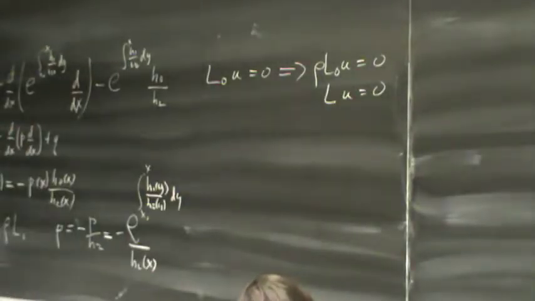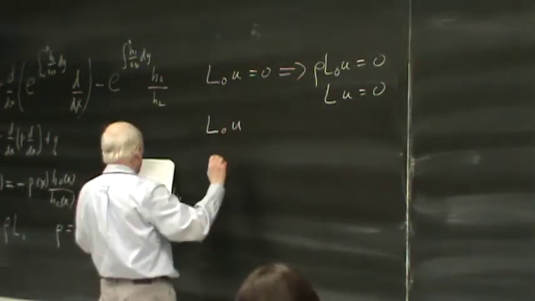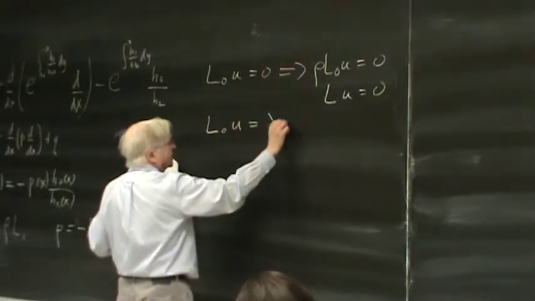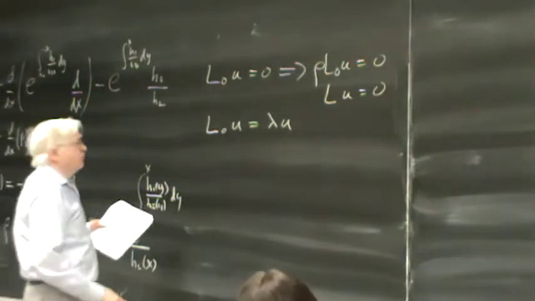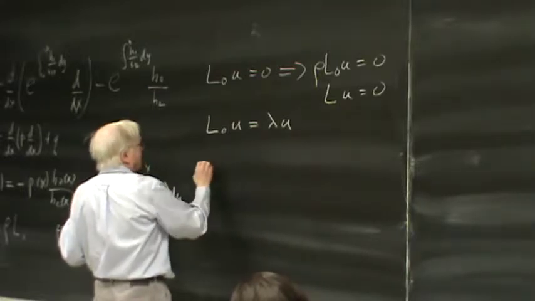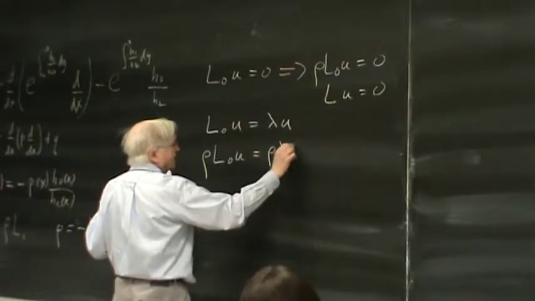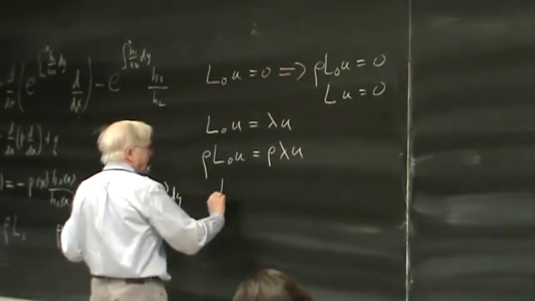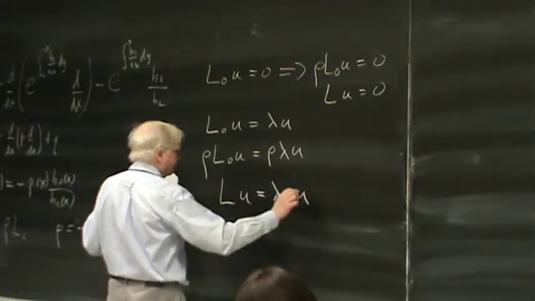So those have the form of the same solutions. On the other hand, if we're looking at an eigenvalue equation, then in terms of L0, it looks like this. And in terms of L, we then have rho L0U equals rho lambda U, or LU equals, how did I write it? Lambda rho U.